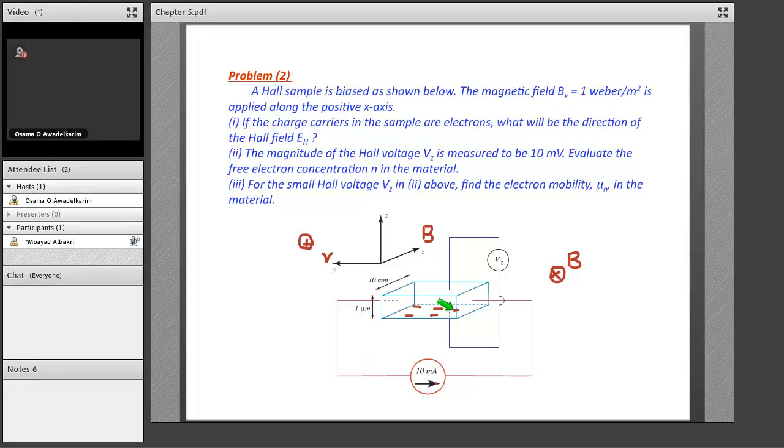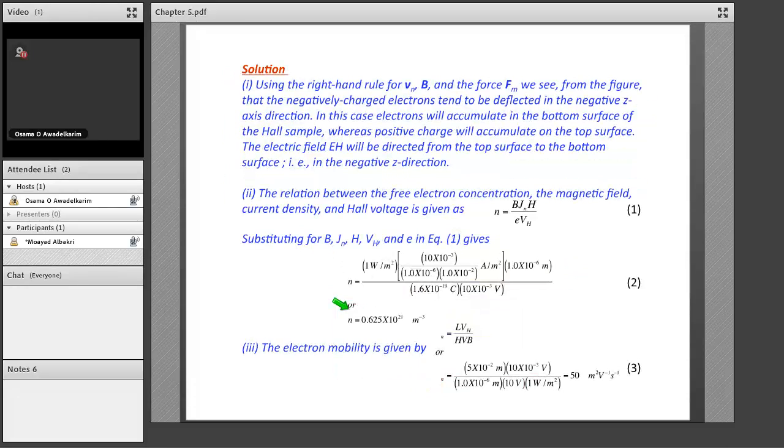And remember, when you get the negative charge, you have a minus sign in the Lorentz force. And of course, the top will remain positive, right? The top part will be positive. And therefore, you will get a Hall field in this direction, E_H. Okay? So this is what we get for a Hall field.